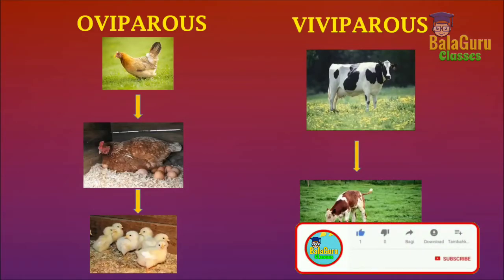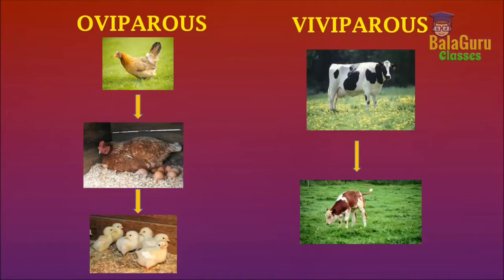The viviparous organisms are those which give out the young ones. The best example for viviparous organisms are mammals. The mammals directly give birth to young ones and feed them with their milk. So they are known as mammals. The best example for viviparous are mammals.